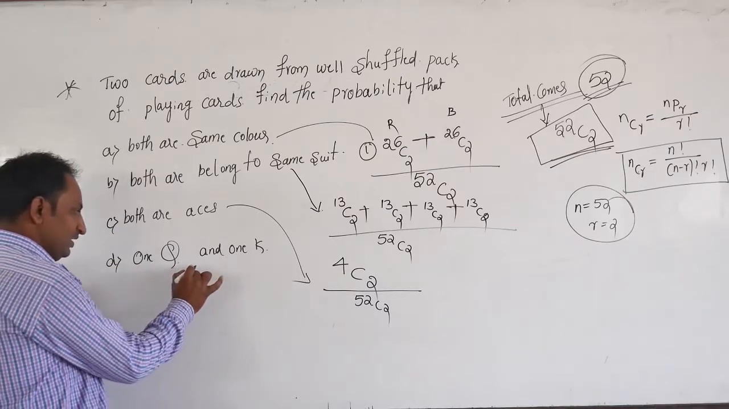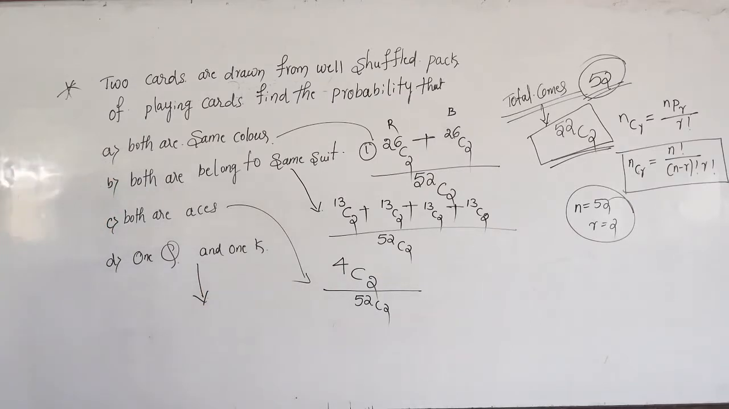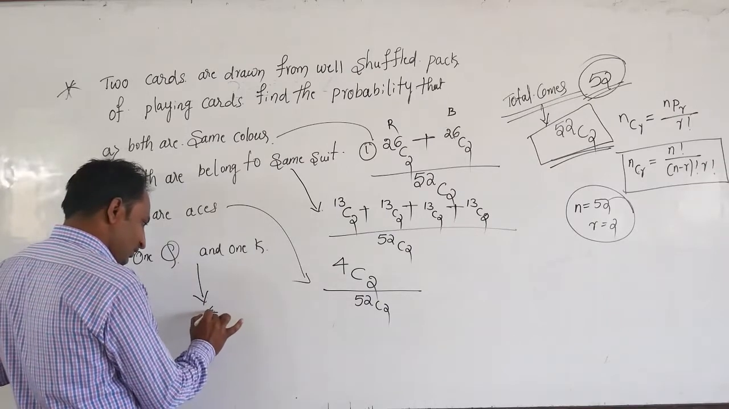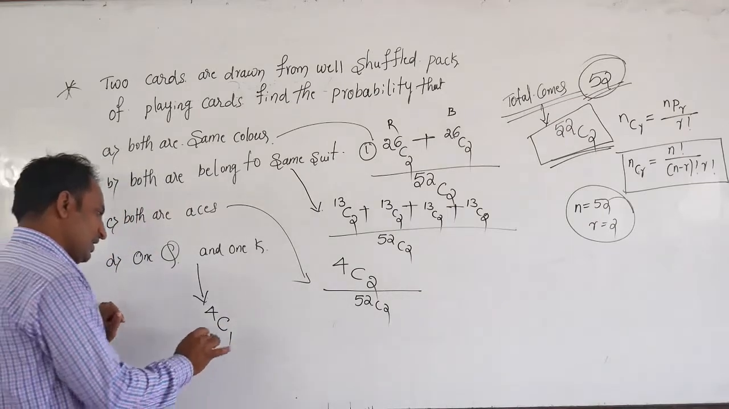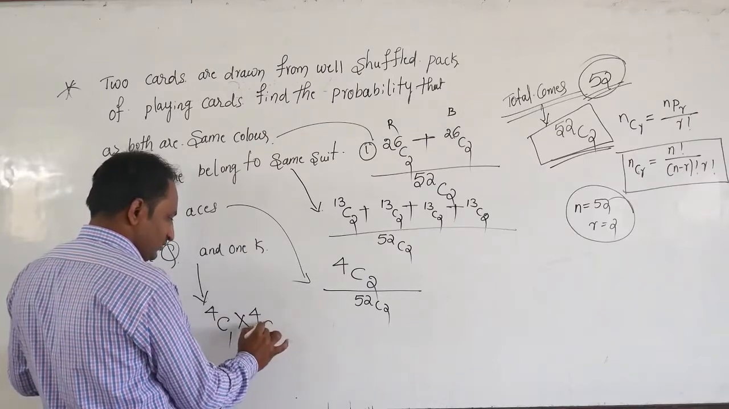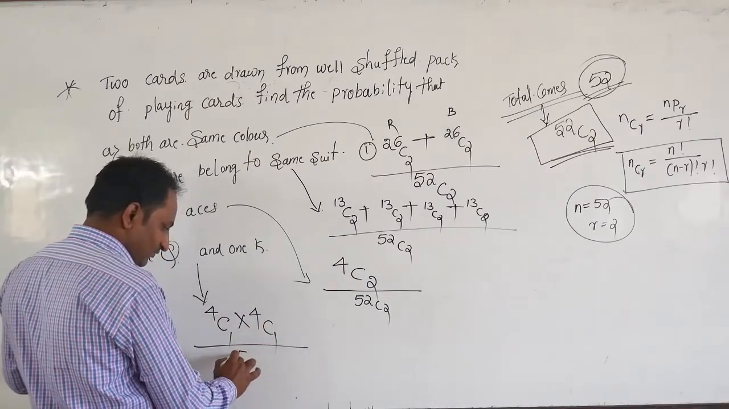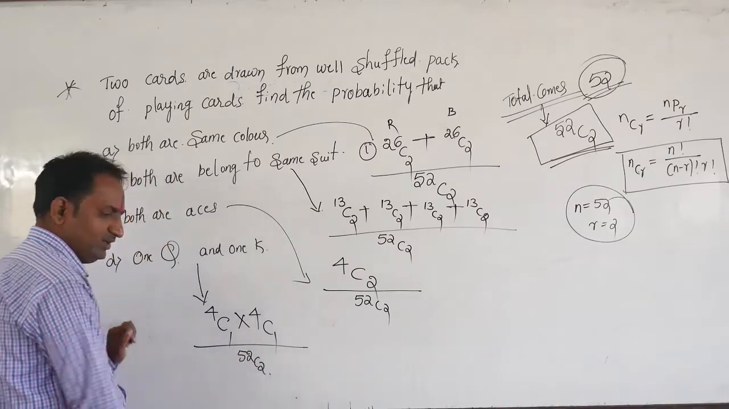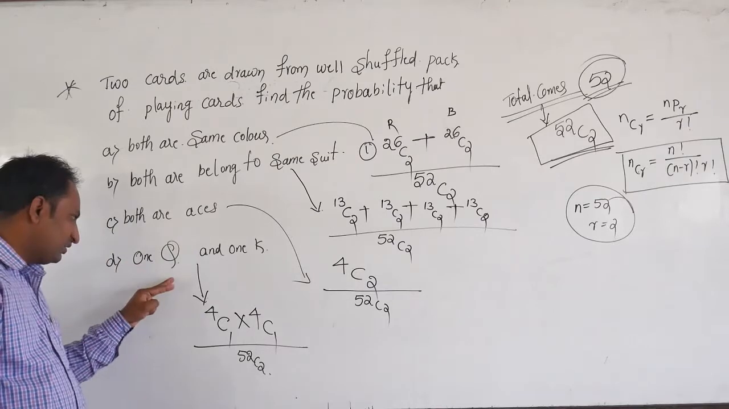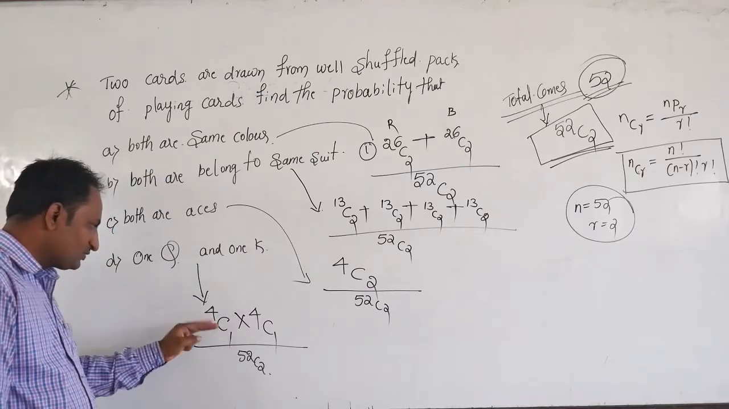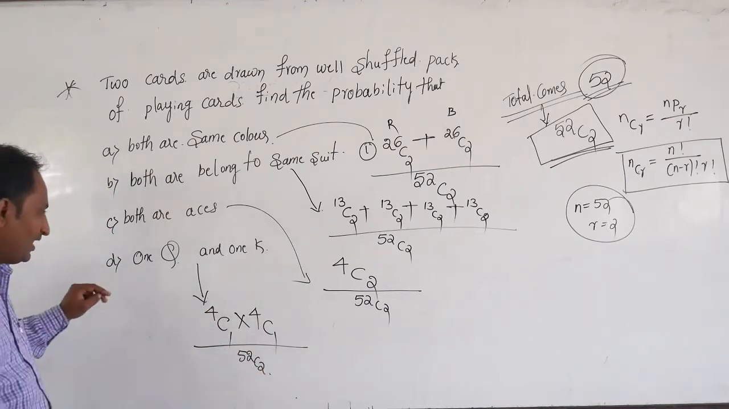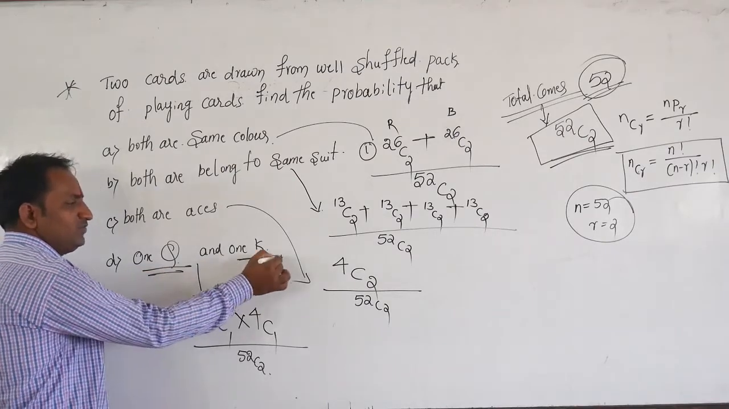Here, one queen and one king. Out of 52 cards, there are four queens and four kings. Out of the four queens we can choose one, and out of the four kings we can choose one. That's why divided by 52C2. For one queen and one king, this is 4C1 and 4C1. One card belongs to the queen section, one card belongs to the king section.